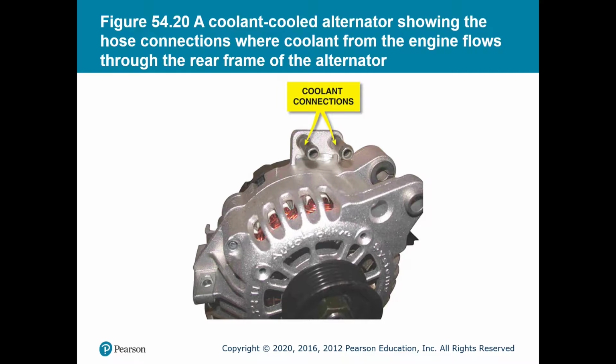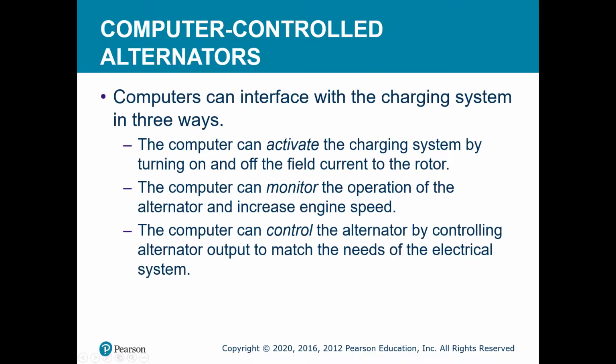But ultimately, to keep the alternator running cool is to control its internal armature circuit or rotor circuit. And that is best done with some logic. So there is no better logic than using a computer to do it. So beyond the actual voltage regulator itself, computers can sense and they can actuate. So the three ways that a computer can communicate or factor in would be that it can activate the charging system by turning on and off the field current to the rotor itself.